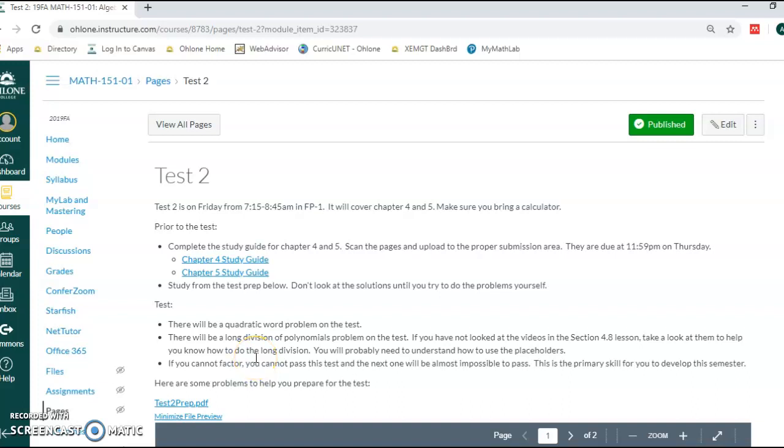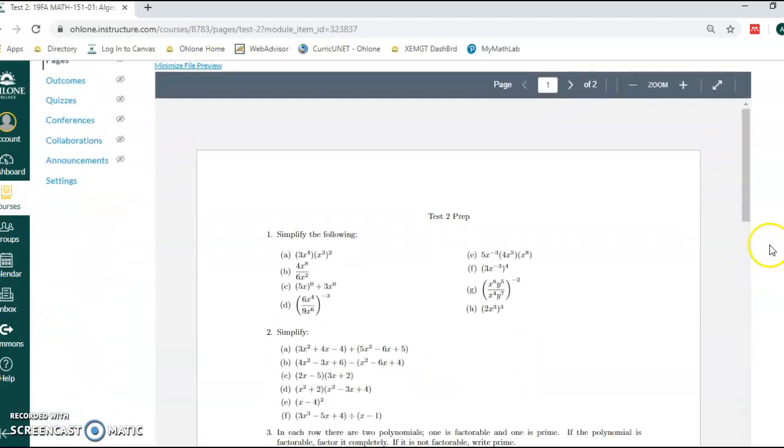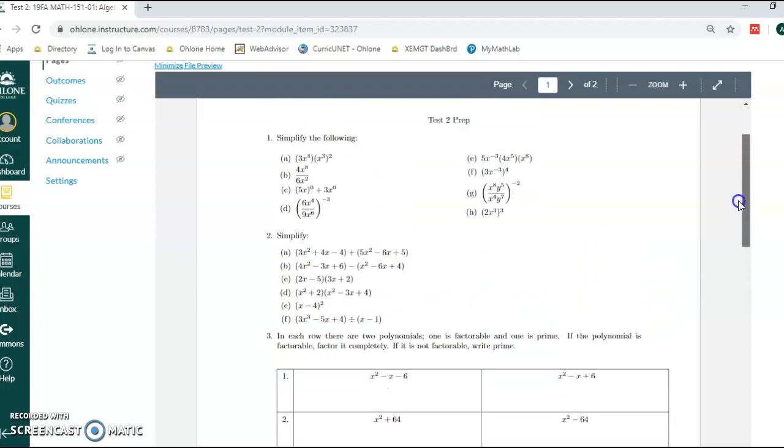All right, so we're done with chapter 4 and chapter 5. At this point, you have seen everything for this unit. For the next week leading up to the test, the only thing you have left to do is the chapter 4 and chapter 5 study guide. And then, I would strongly encourage you to work your way through the test prep documents. They cover everything that's going to be on the test.